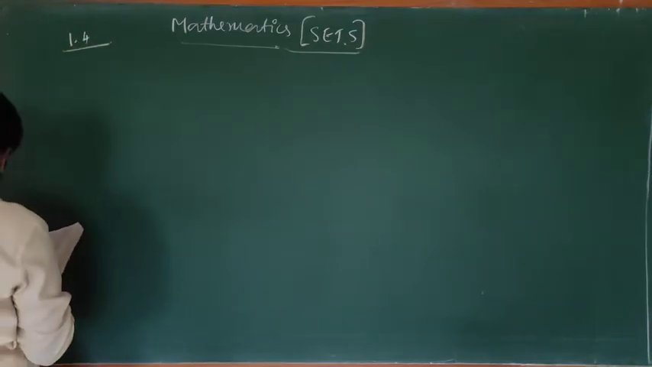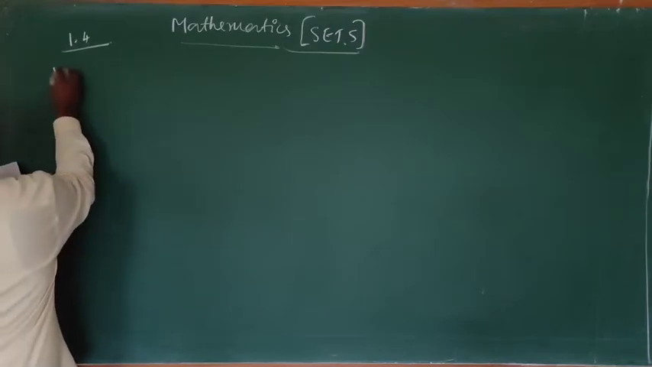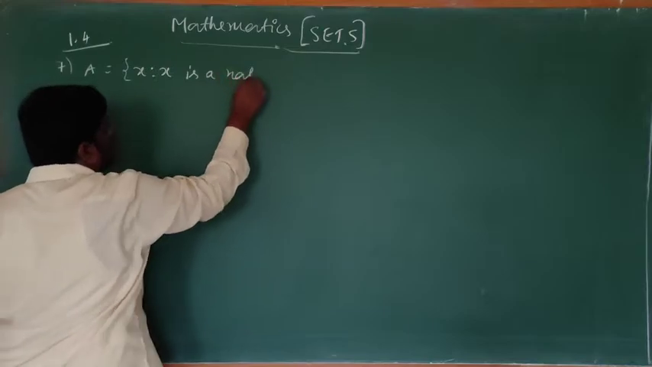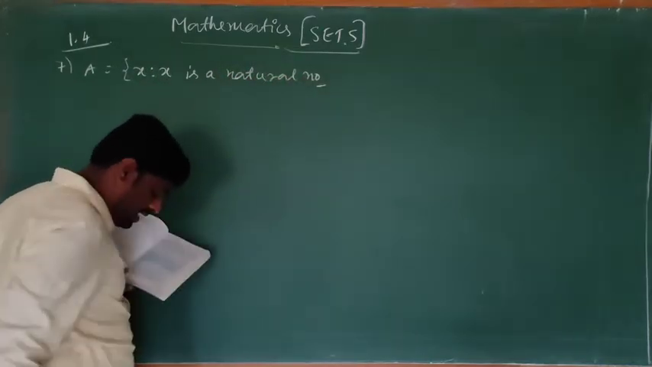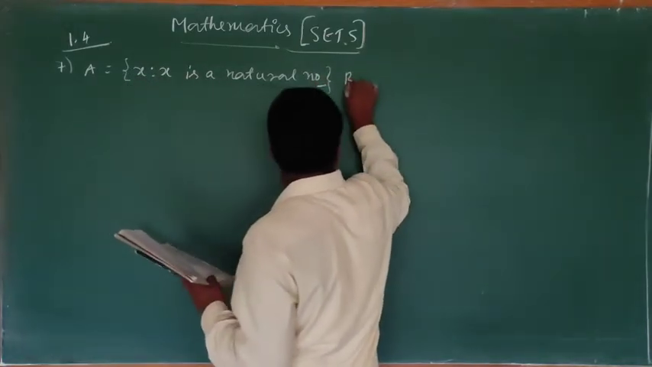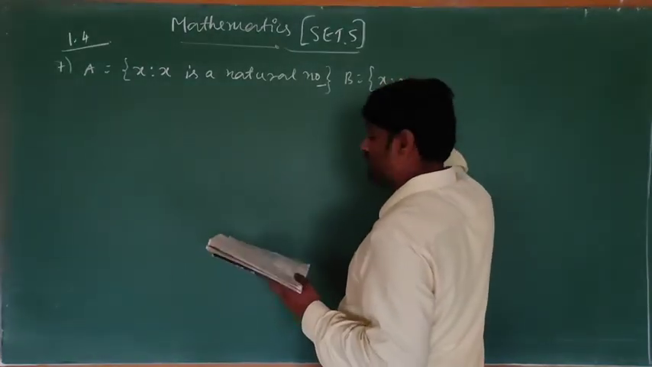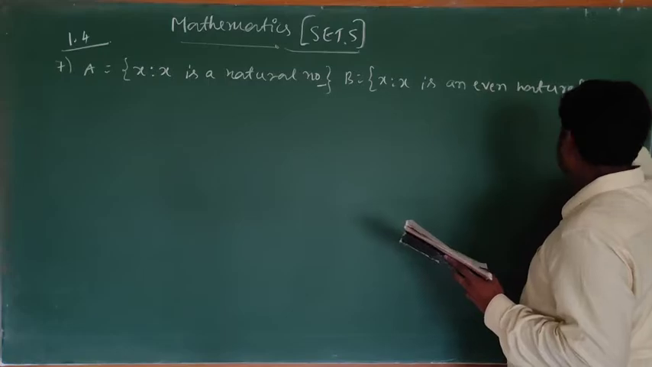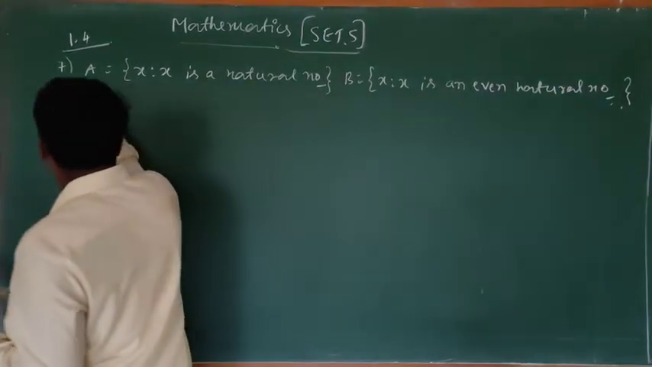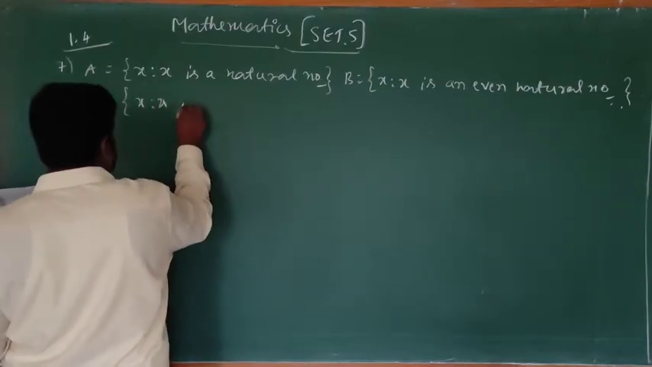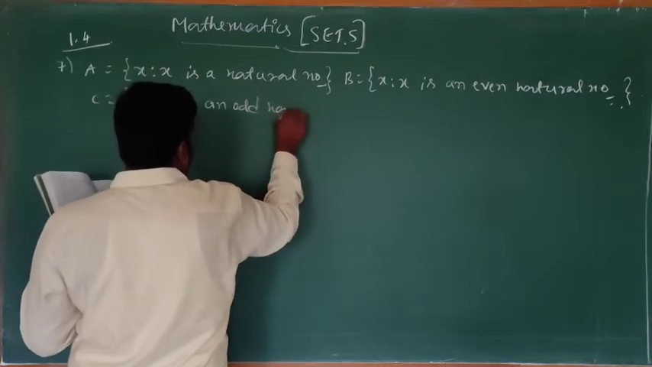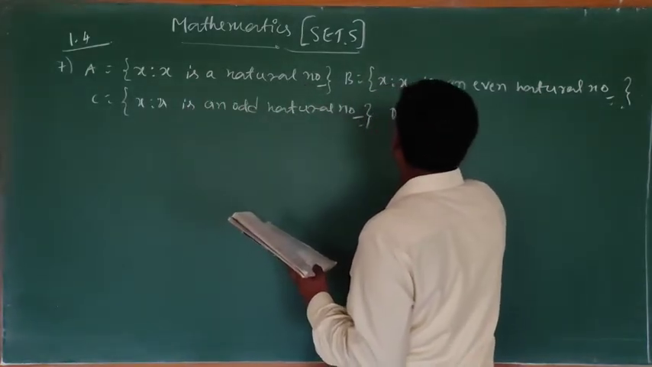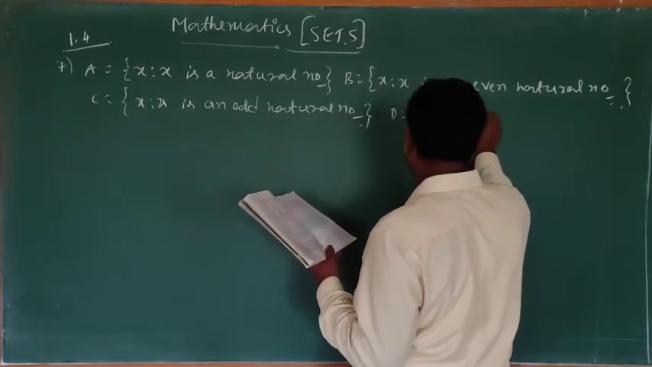So here, the 7th problem. A is equal to {x : x is a natural number}, B is equal to {x : x is an even natural number}, C is equal to {x : x is an odd natural number}, D is equal to {x : x is a prime number}.